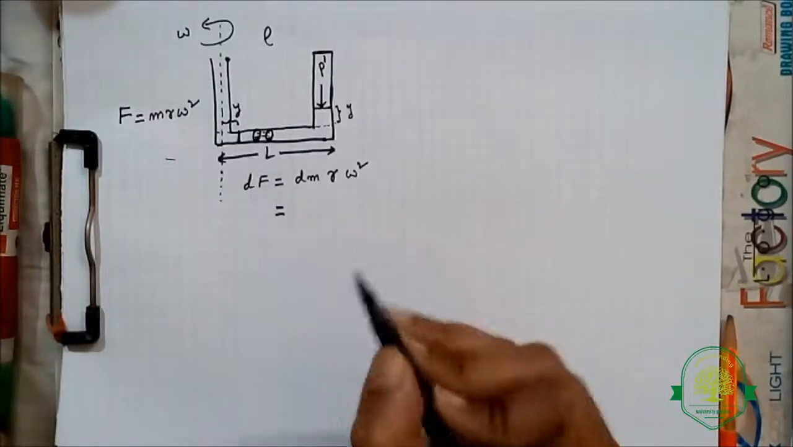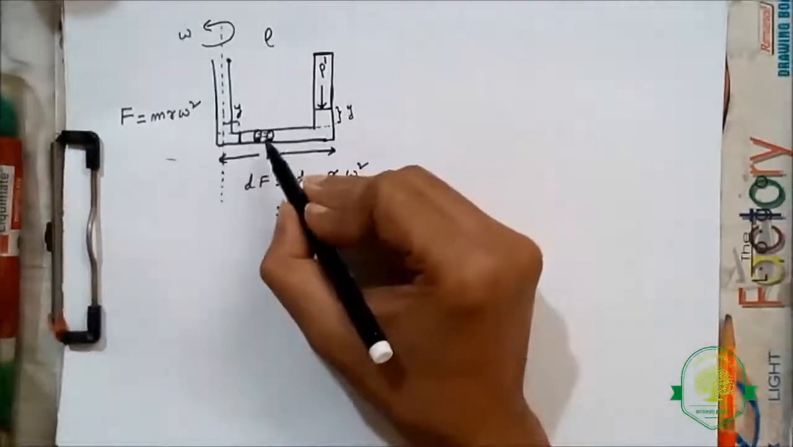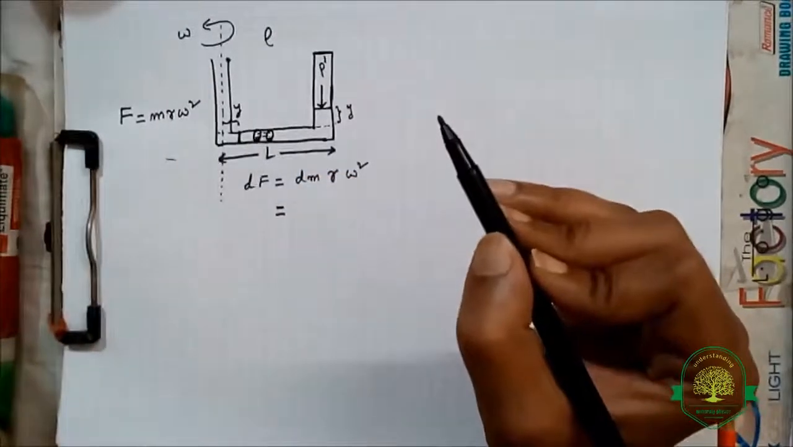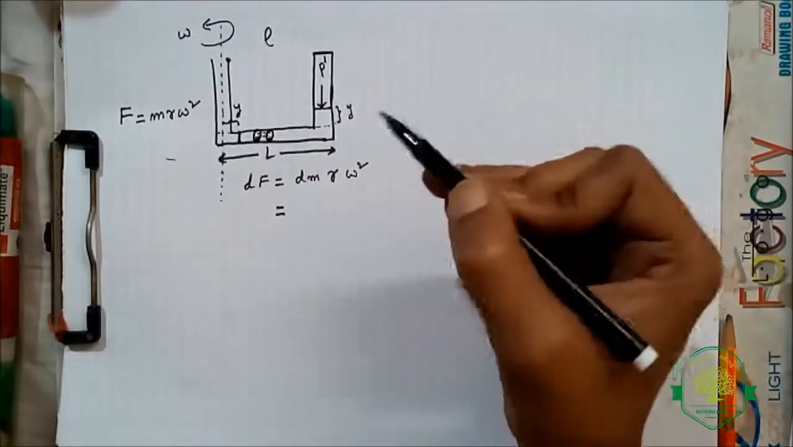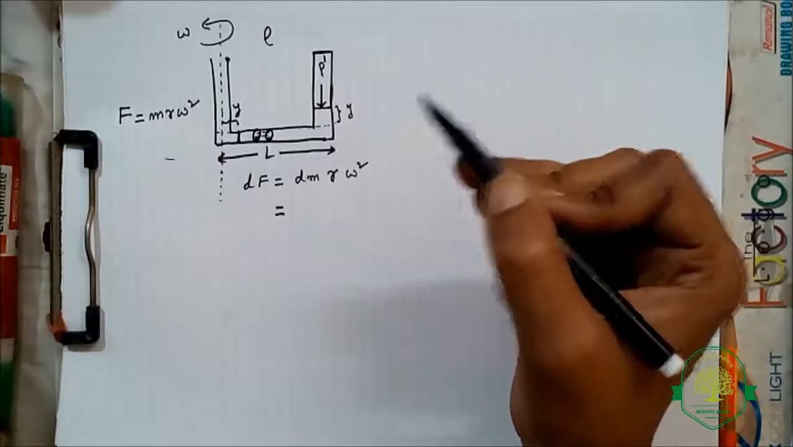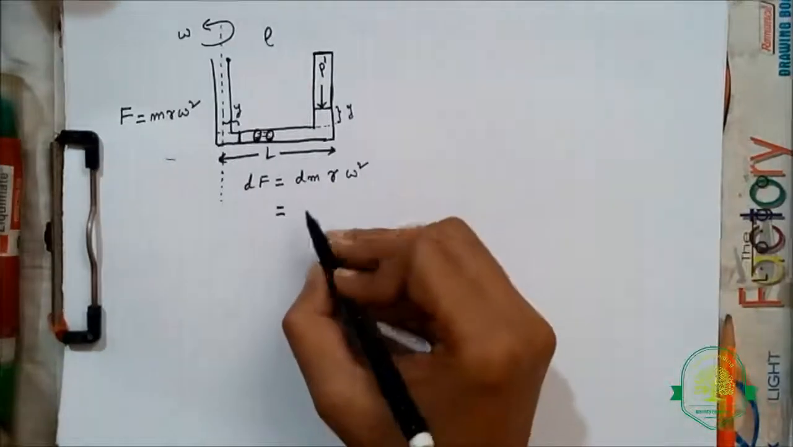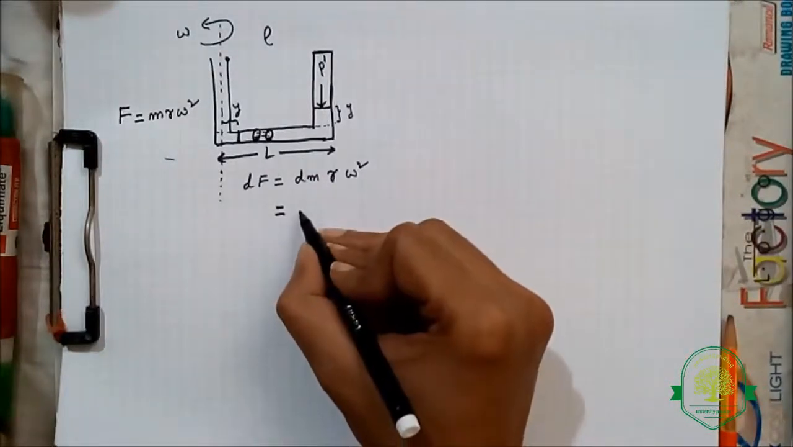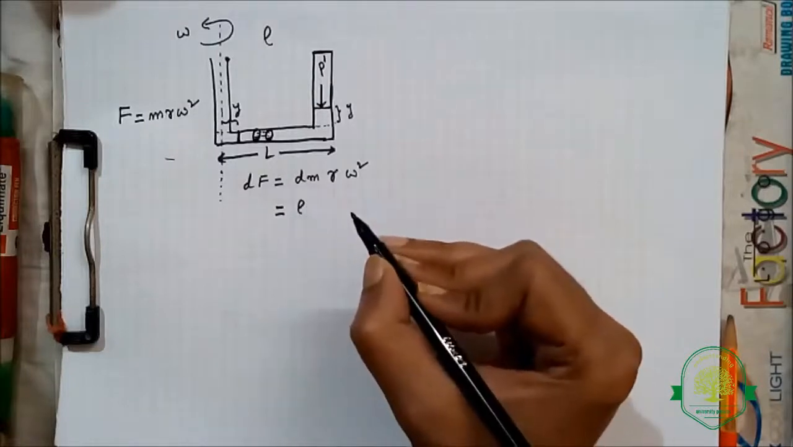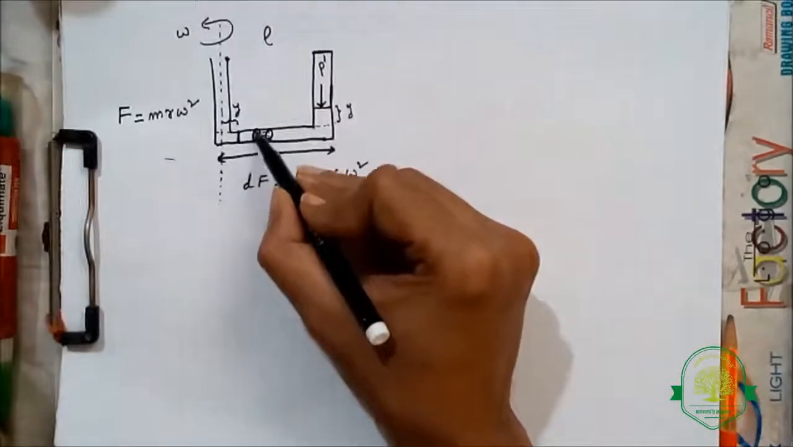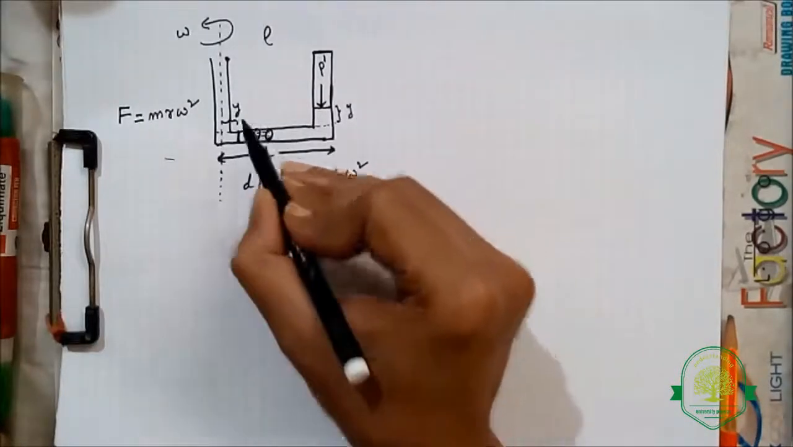Now what is dm? dm is the small mass of the differential element of liquid, and mass is volume times density. So density is just rho. What is the volume? Volume is cross-sectional area times length.